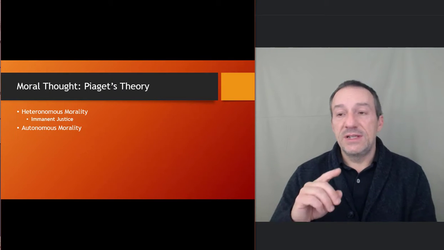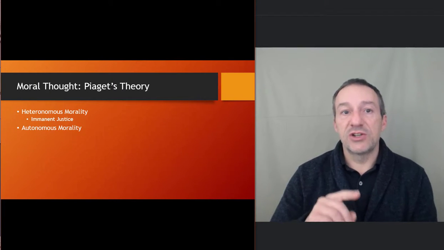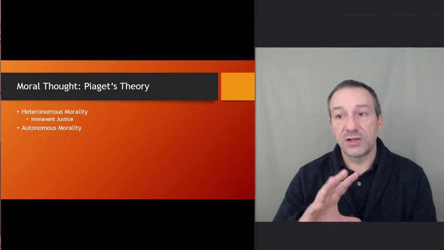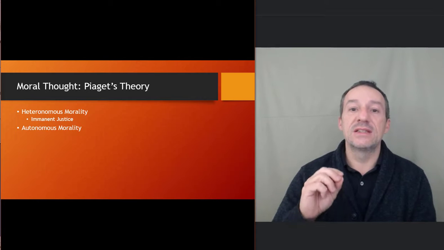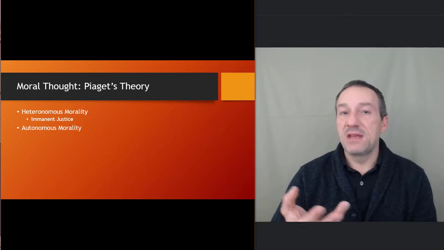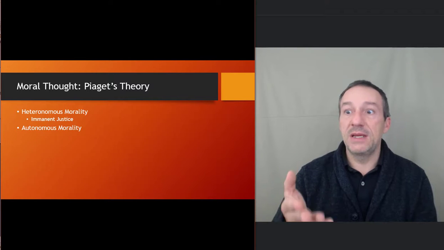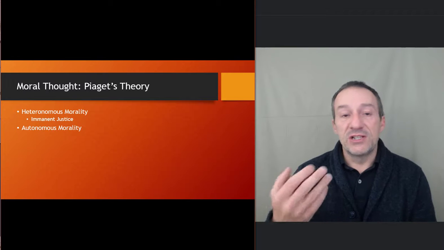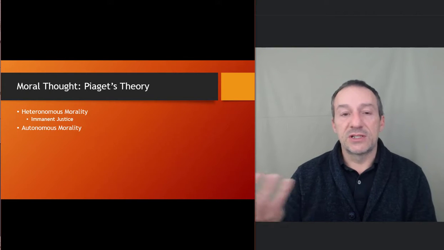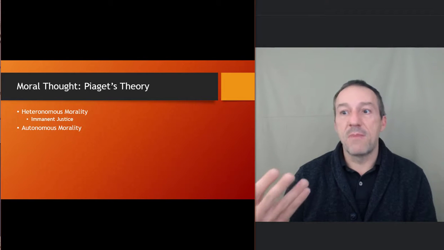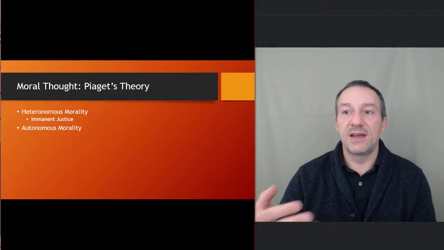From 7 to 10, children transition gradually into the next stage. One reason they start this transition is that they begin to see that this imminent justice is flawed. So they might steal a cookie and then nothing happens. Not only is justice not immediate, there's no justice at all. They steal a cookie and nothing actually happens to them. So that justice didn't come. So they're like, if I can get away with this cookie thing, what else can I get away with? What else is broken about my ideas about justice and morality?